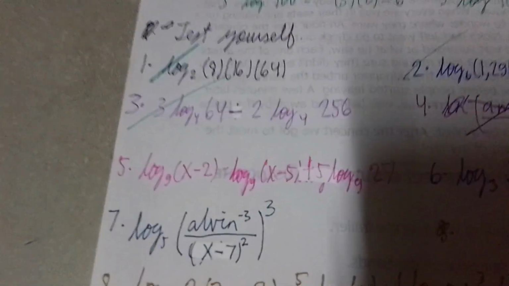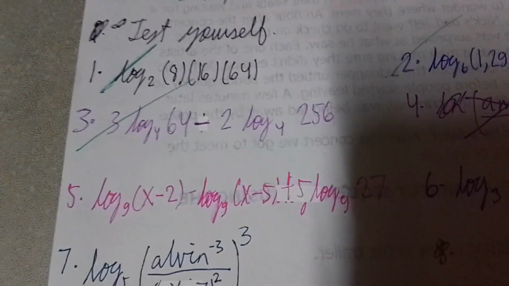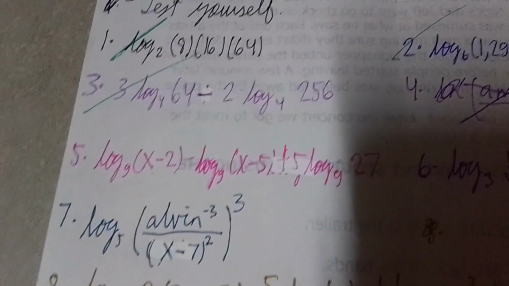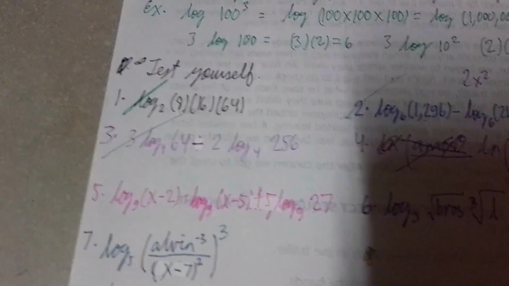So number 7, we have this logarithmic expression. We have log base 5 of Alvin.